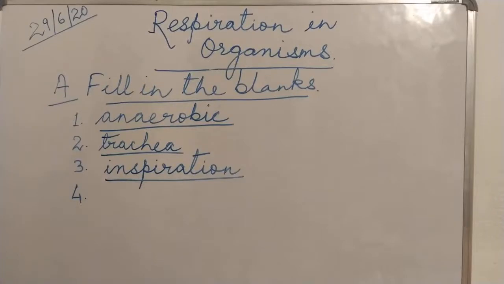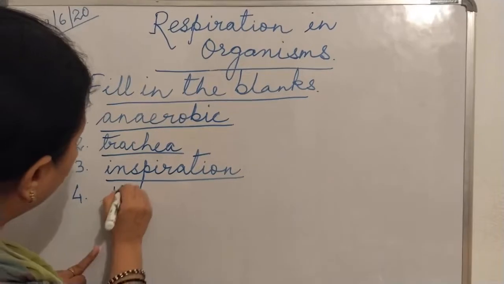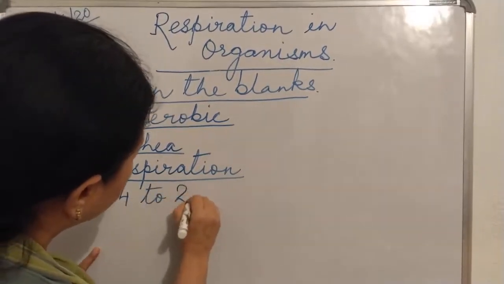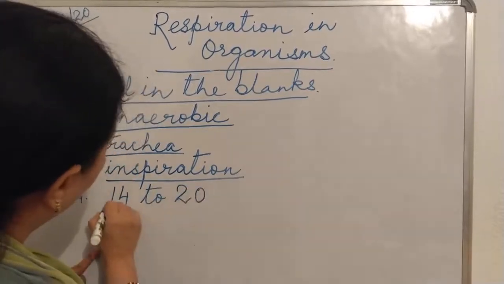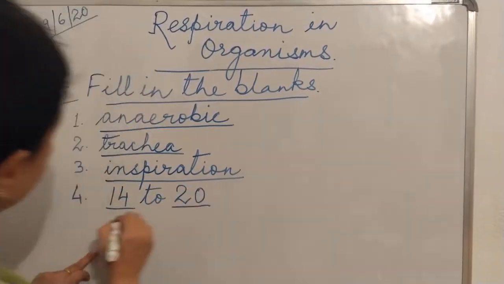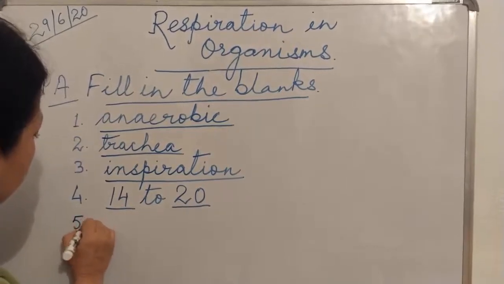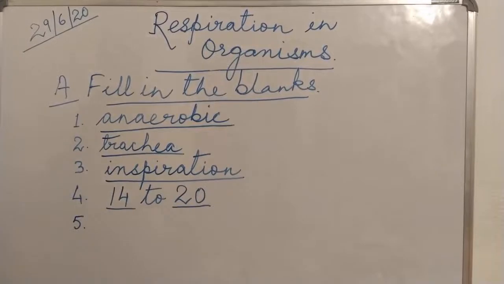Fourth is, an adult human being normally breathes from dash to dash times per minute. An adult human being normally breathes from 14 to 20 times per minute in a normal condition, because we have already learned that during exercising or cycling or doing some hard physical work, the rate of breathing increases.